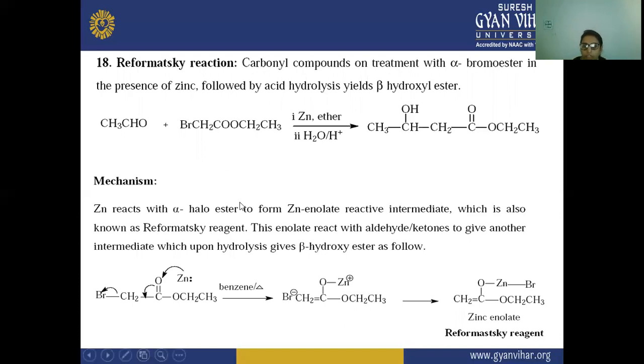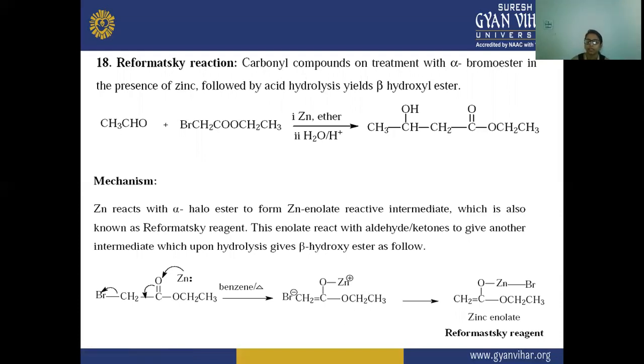So here you can see this is your alpha carbon atom, this is your beta carbon atom, and this is your gamma carbon atom. So here alpha, beta, and gamma. On the beta position, a hydroxyl group is attached. So that is why it is named beta hydroxy ester.